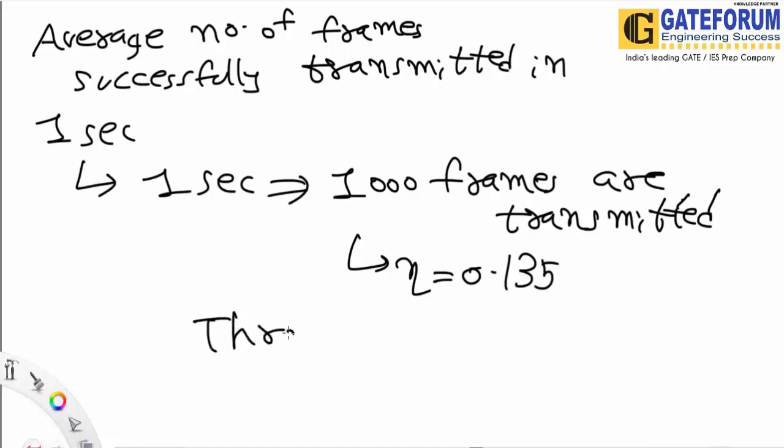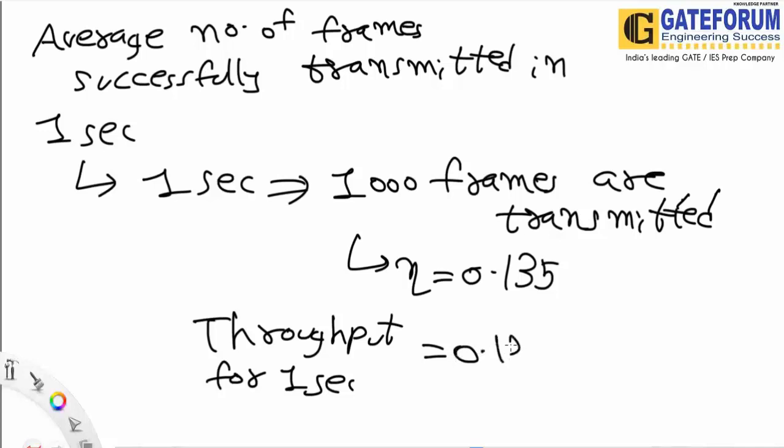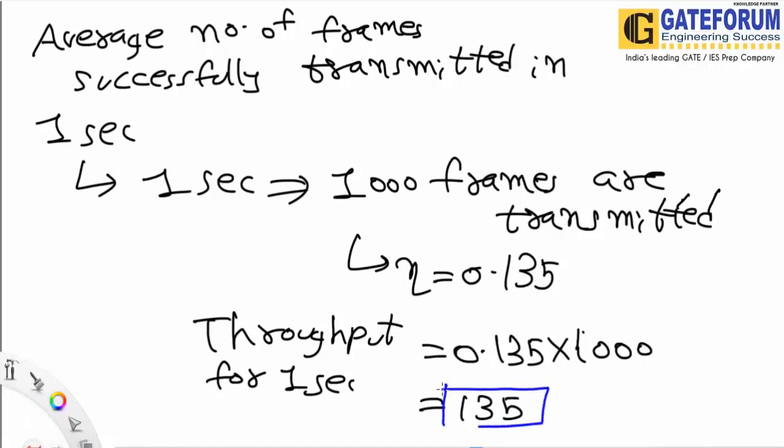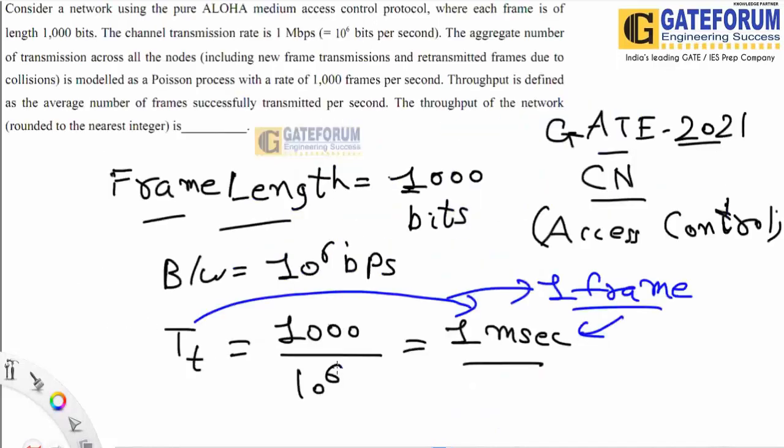So the throughput for 1 second would be equal to 0.135 times 1000, which would be 135. Basically, out of 1000 frames, 135 frames are successfully transmitted in 1 second. So the answer would be 135. The throughput of the network is calculated as the number of frames per second.